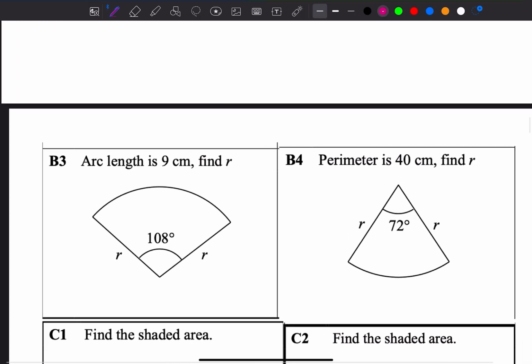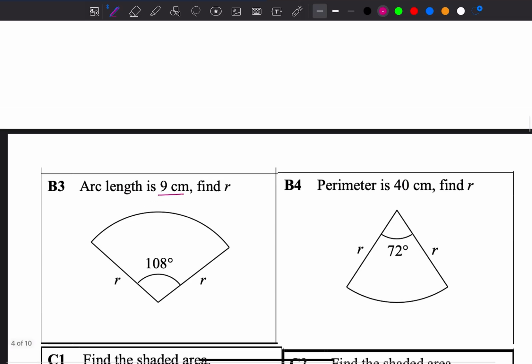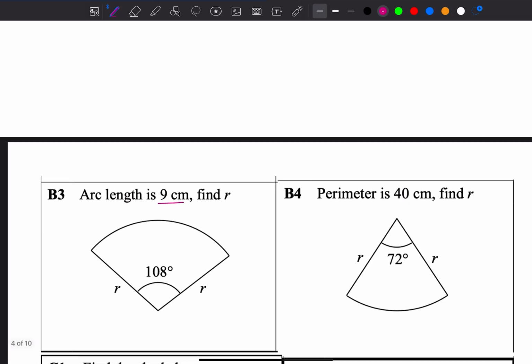Arc length is given as 9. That's okay, that's not a problem. That's easy. What's the formula for arc length? Angle 108 over 360 times 2 pi times radius r, which you don't know, equals 9. That's the arc length. So radius is what then? 9, you multiply it by 360 because you're dividing on that side, divided by 108 times 2 pi. And we will work out the r.